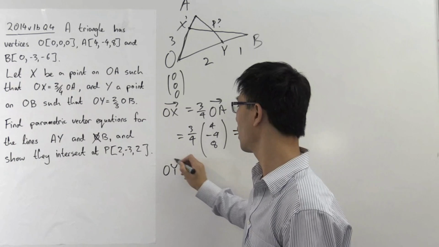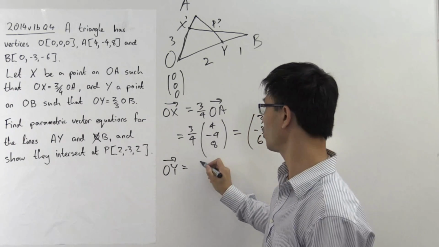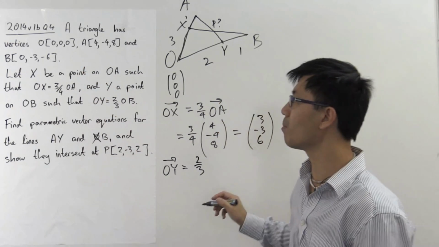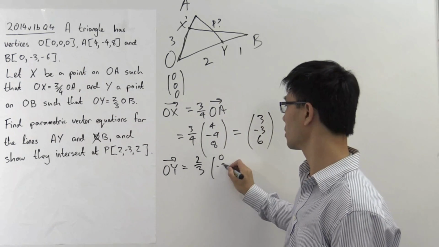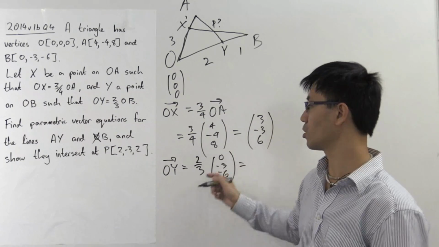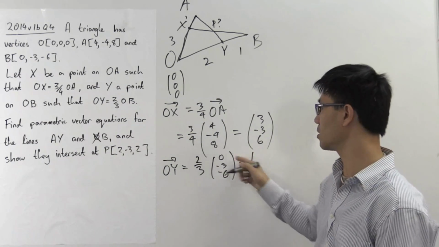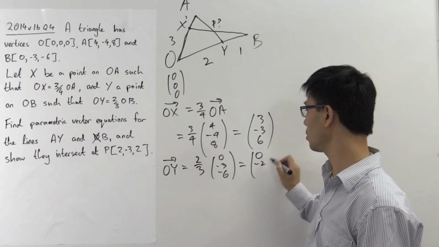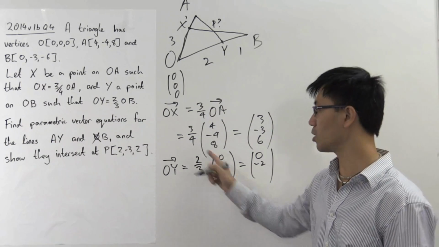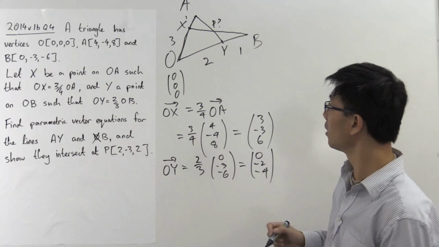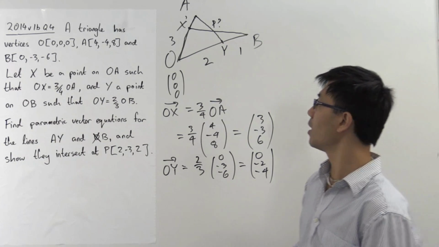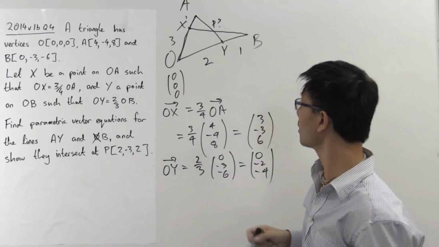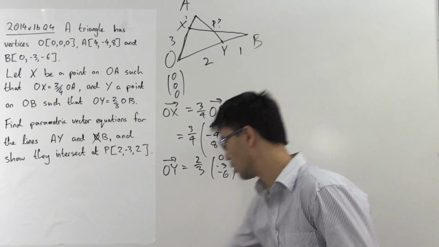OY equals 2/3 of OB. B was 0, minus 3, minus 6. So when you multiply that by 2/3, 0 here, of course. 1/3 of this is minus 1, times 2 is minus 2. 1/3 of this is minus 2, times 2 is minus 4. Okay, so there are your points. And now we want the parametric vector forms of AY and XB. So let's put them in.